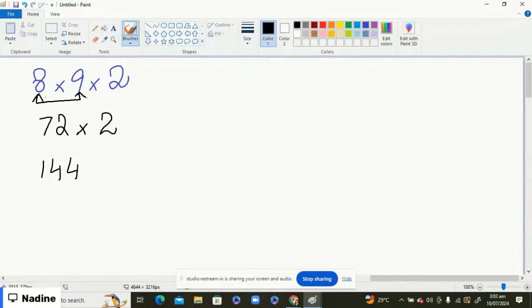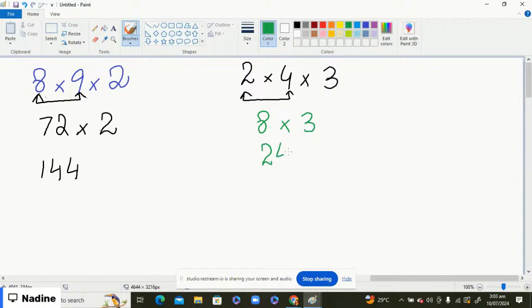For example, 2 times 4 times 3. First you are going to multiply these two numbers with each other and then you're going to multiply the next. So 2 times 4 is 8, and then 3 as it is, and now 8 times 3 is 24.